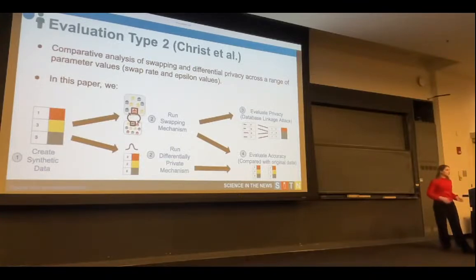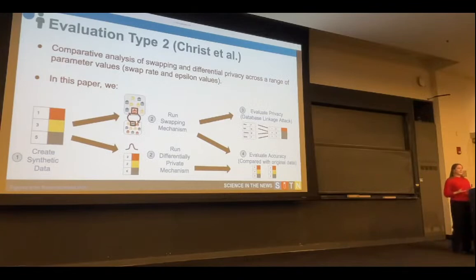So in order to do this, we first created synthetic data. We took published census data and used that as our ground truth data that resembles real census data because it is published census data. And we used that as our baseline. And then we ran both a differentially private mechanism on that data and a swapping mechanism on that data. So we had the original data, the swap data, and the differentially private data that we were all able to compare instead of just swapped and differentially private.